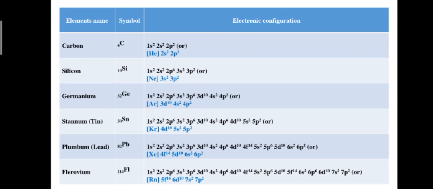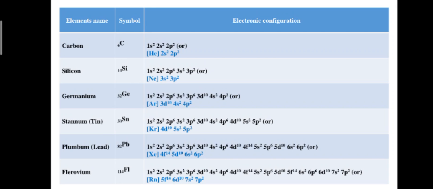Tin is the chemical name, but we use a Latin symbol. In Latin, tin is called stannum. Next to tin we have lead. Lead is also a chemical name, but we use a Latin symbol. In Latin, lead is called plumbum. Finally, we have the highly unstable radioactive element flerovium.